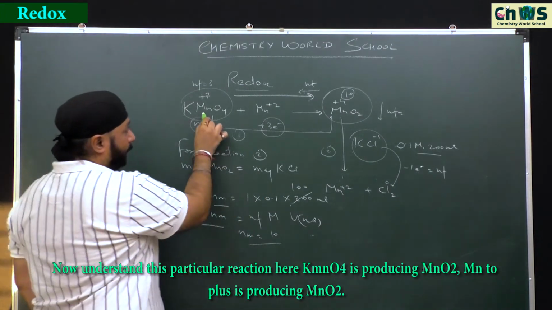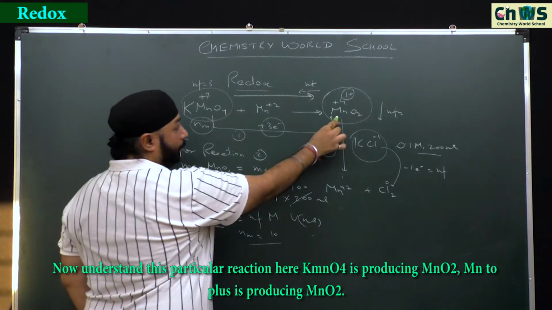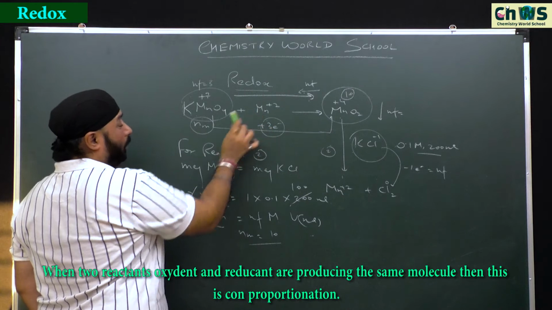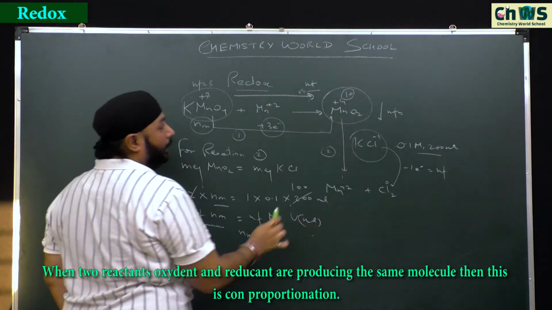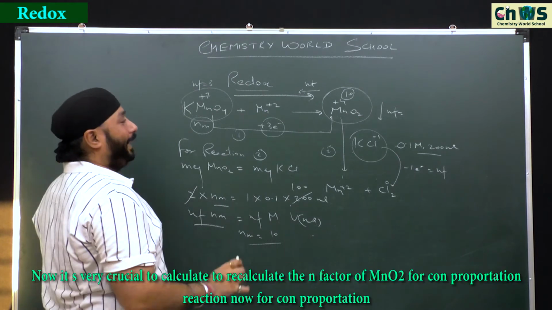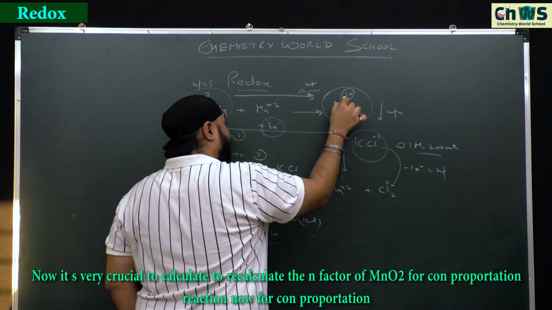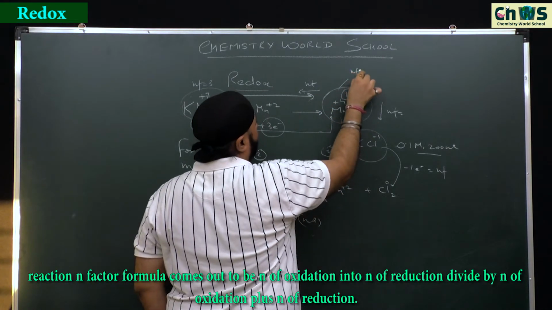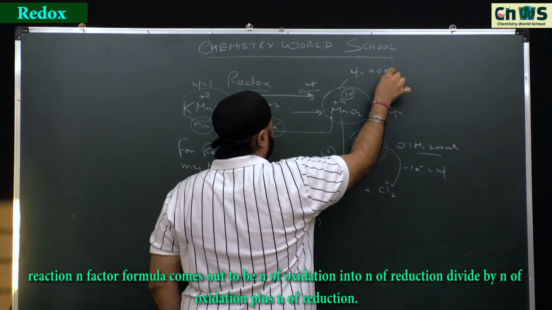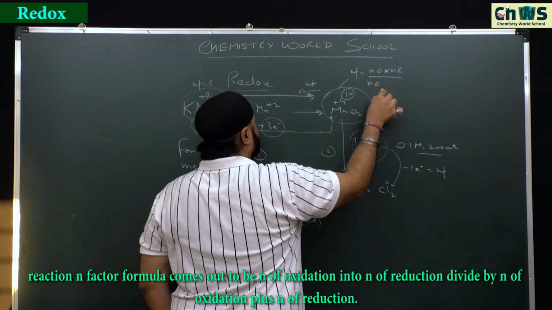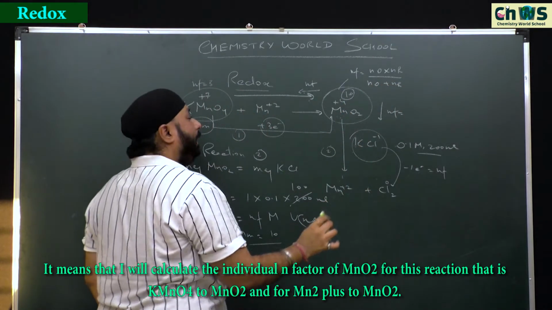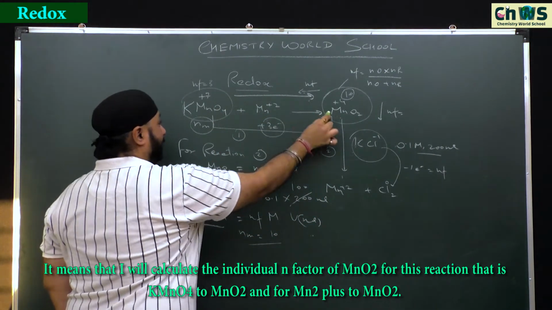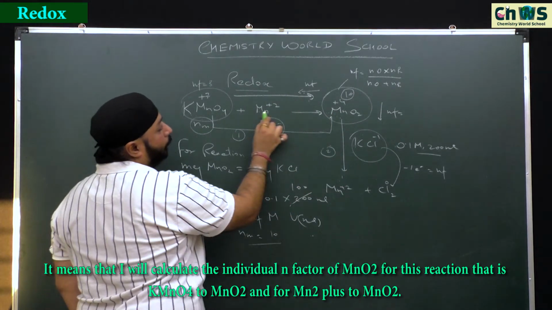Now understand this particular reaction. Here KMnO4 is producing MnO2, and Mn2+ is producing MnO2. When two reactants, both oxidant and reductant, produce the same molecule, this is comproportionation. It is very crucial to calculate the n factor of this MnO2 for a comproportionation reaction. For comproportionation, the n factor formula is n of oxidation into n of reduction divided by n of oxidation plus n of reduction. I will calculate the individual n factor of MnO2 for KMnO4 to MnO2, and for Mn2+ to MnO2.